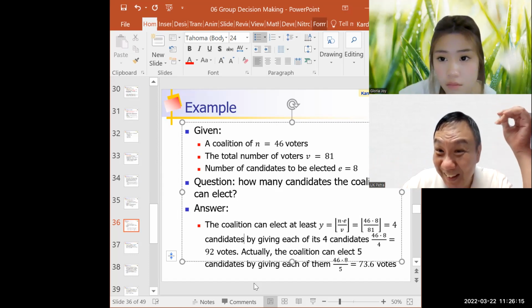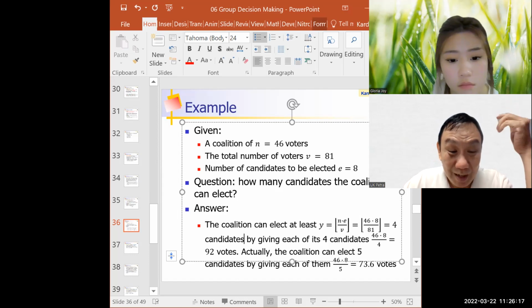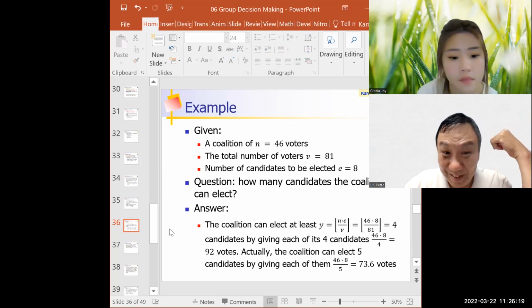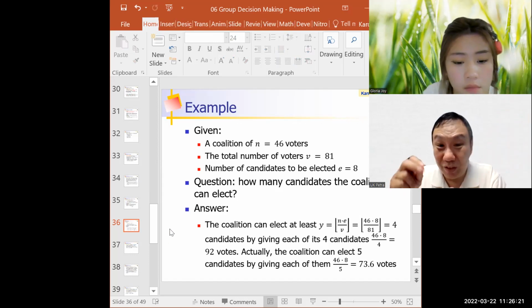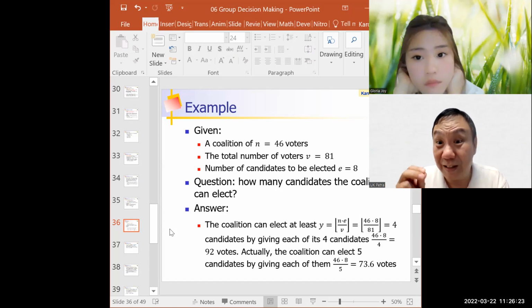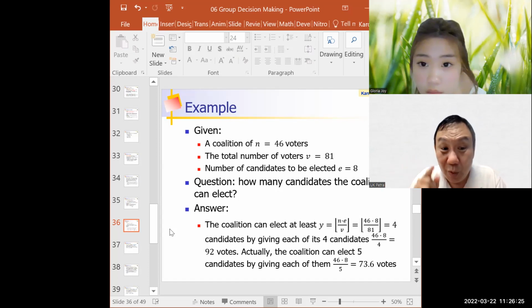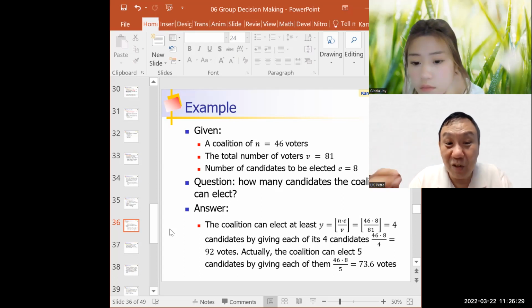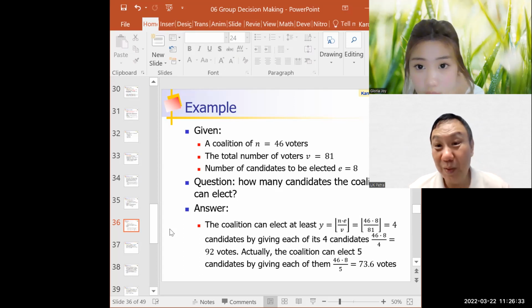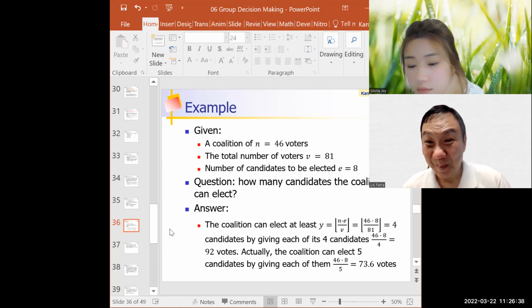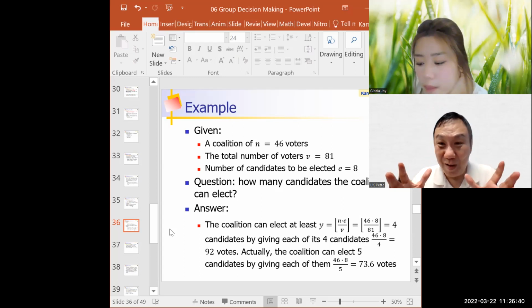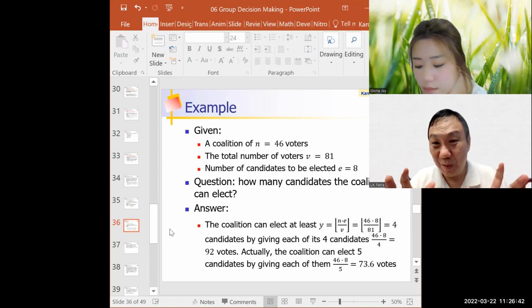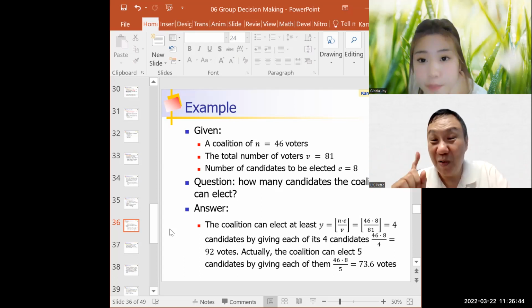This is politics, right? So actually, if the voting is not necessarily discrete, not necessarily integer, you can actually elect 5 candidates by giving each of them 73.6 votes. Interesting, huh? So this is how you make a cooperation, to create an alliance so that you will win in the voting.